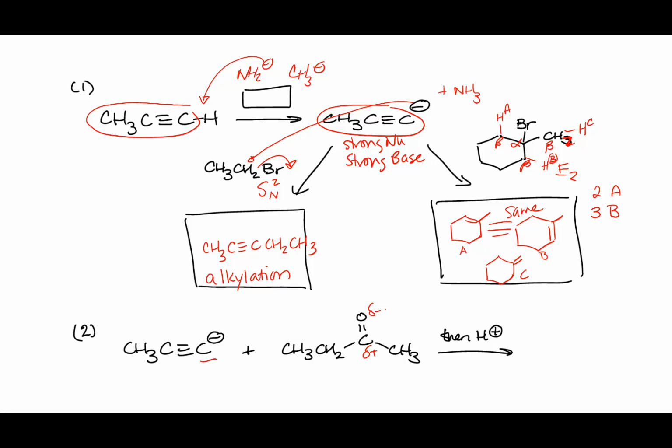Now what's going to happen? C minus is going to add to that carbon. But if we stop there, then that carbon's got 5 bonds. So something has to leave in order to form 4 bonds. Now, can these alkyl groups here leave as C minus? Oh no.